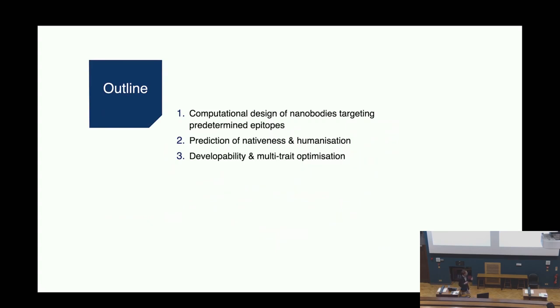So I'd like to, at least try in the time I have, to share 3 stories with you. One about our computational design of nanobodies, in this case, targeted to predetermined epitopes. Then a story on predicting nativeness and humanization, which will become clear as I walk through. And finally, a story on multi-trait optimization.